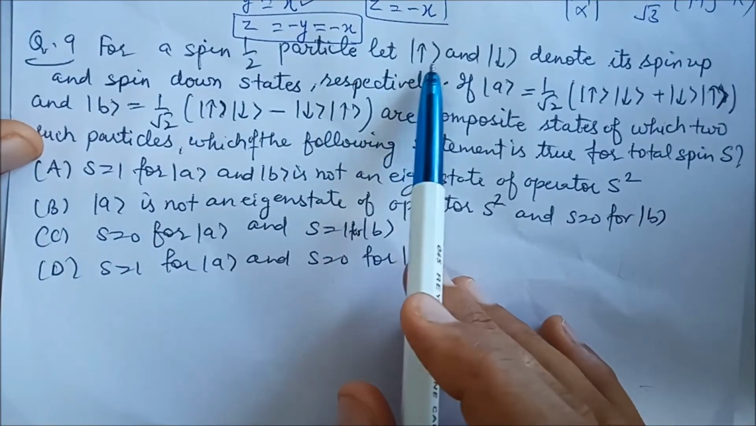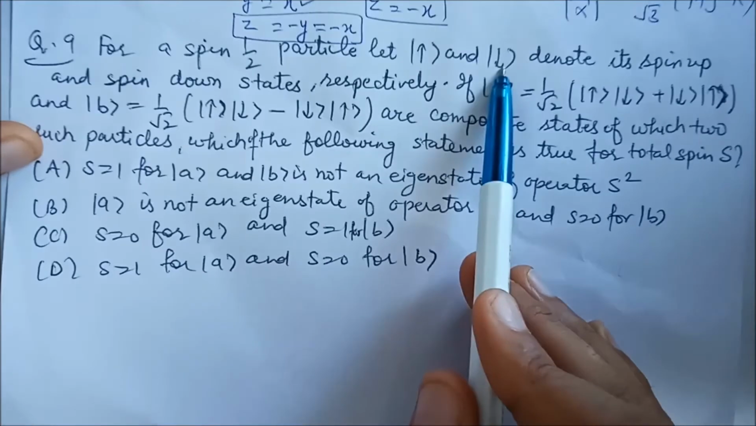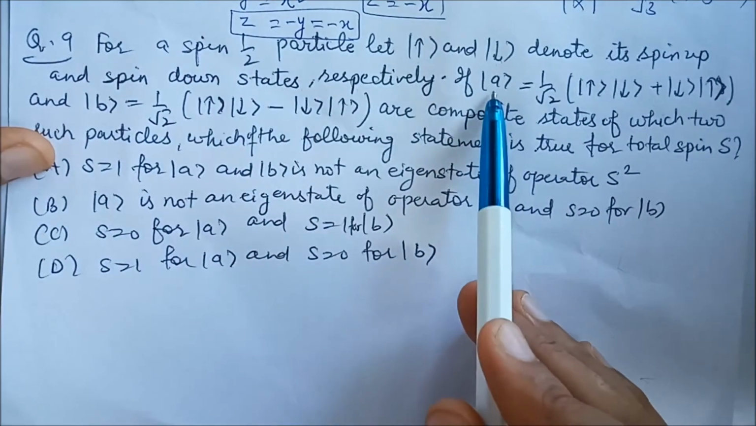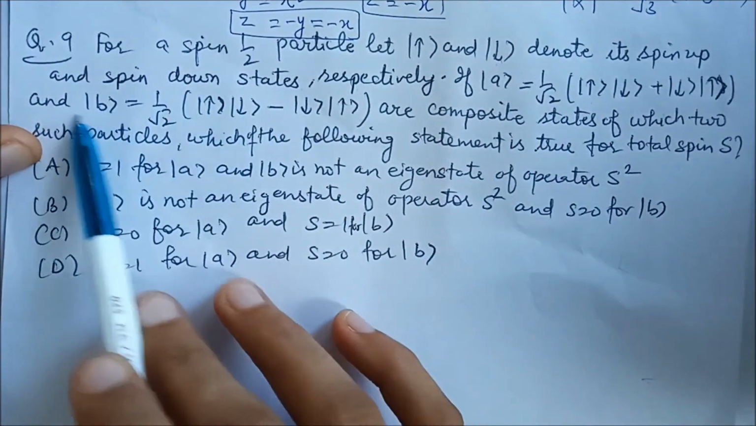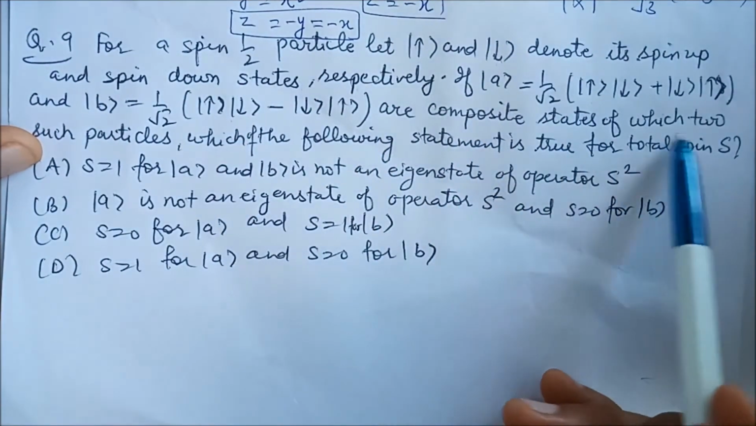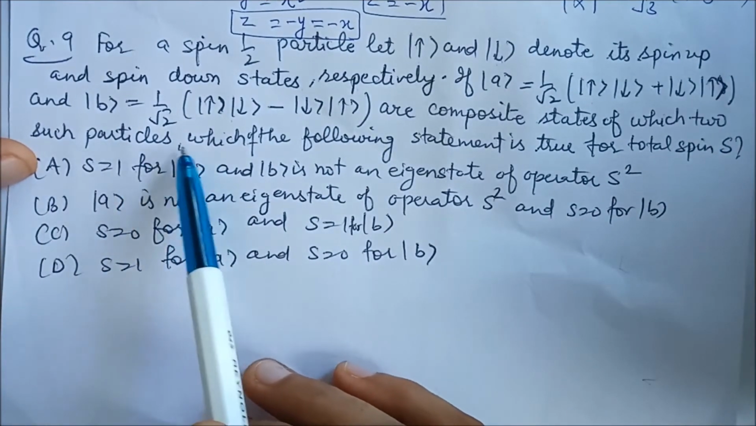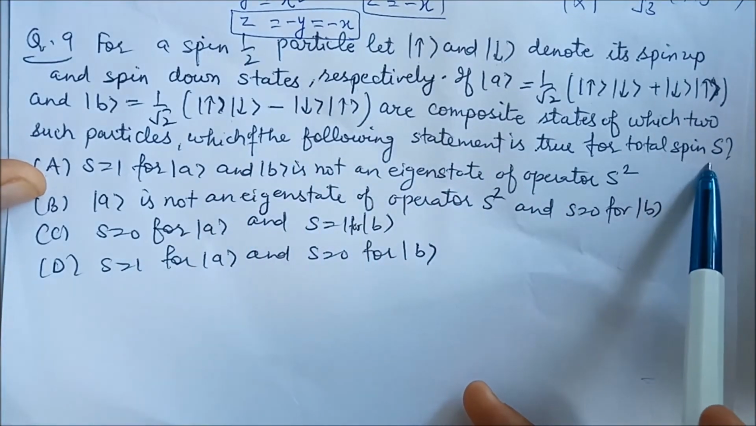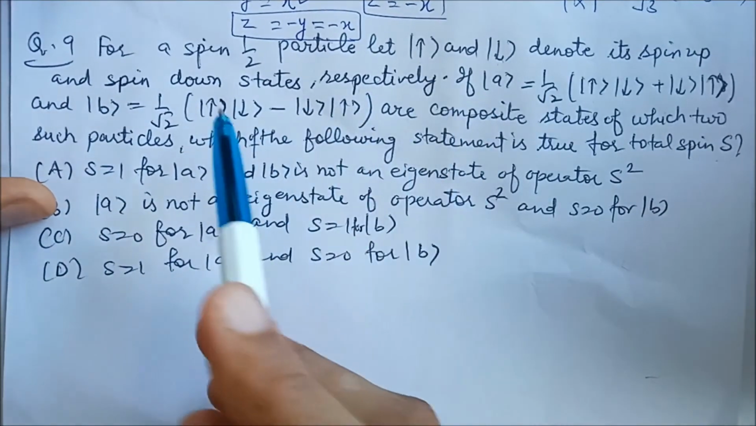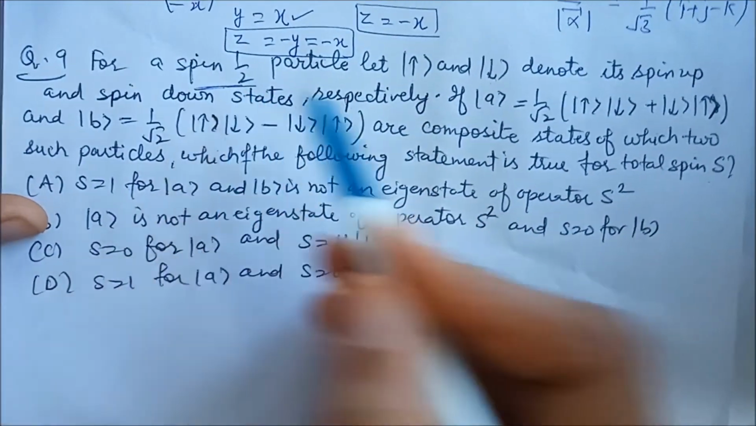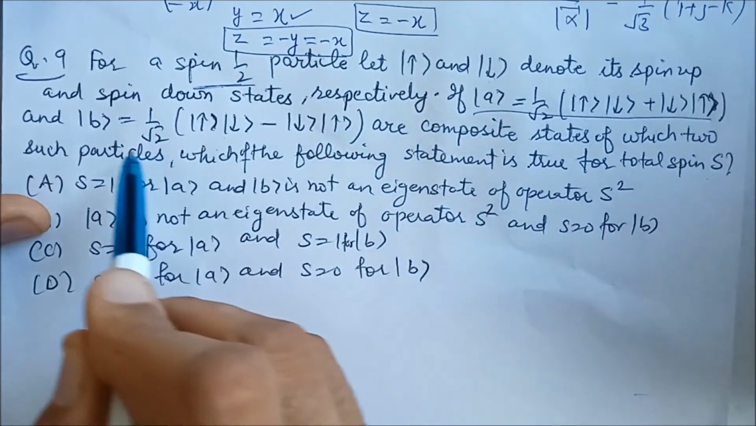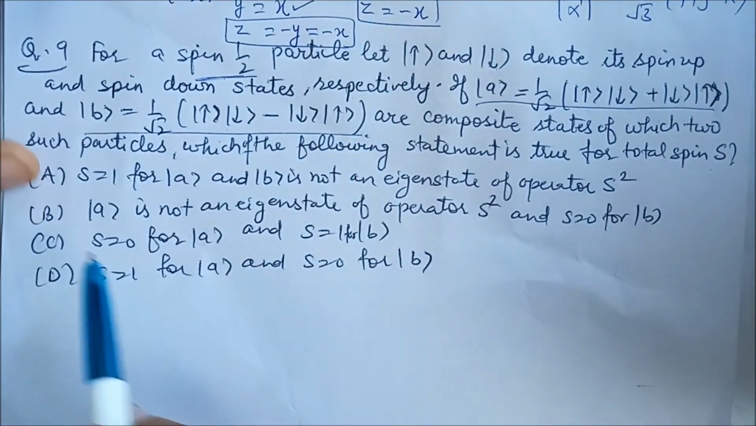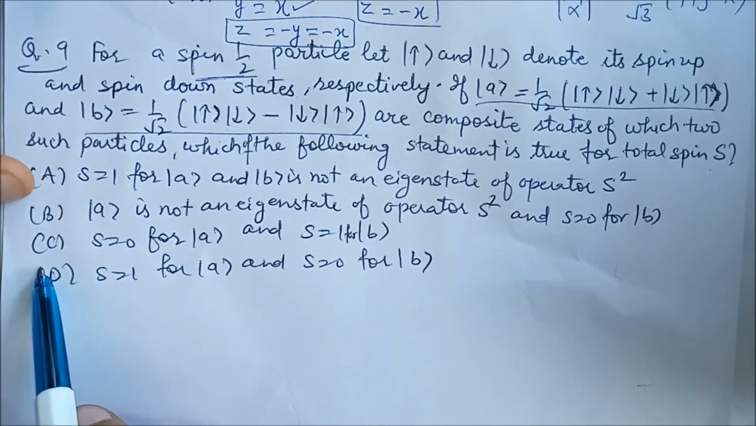For a spin half particle, let these arrows denote the spin up and spin down states respectively. If A and B are composite states of two such particles, which of the following statements is true for total spin S? So we have two spin half particles, and we are given these two states, one is this and the second is this, and we have to find out of these four statements which is correct.